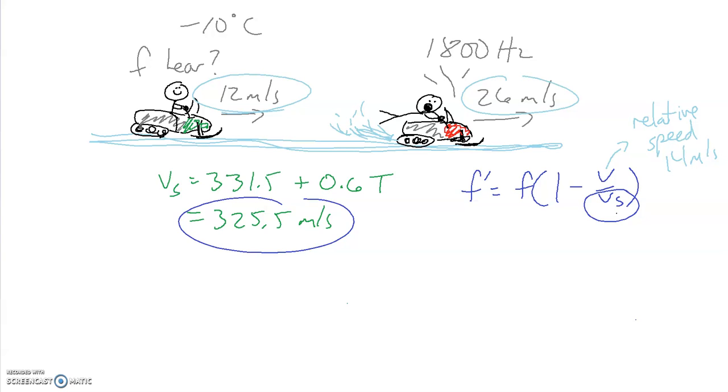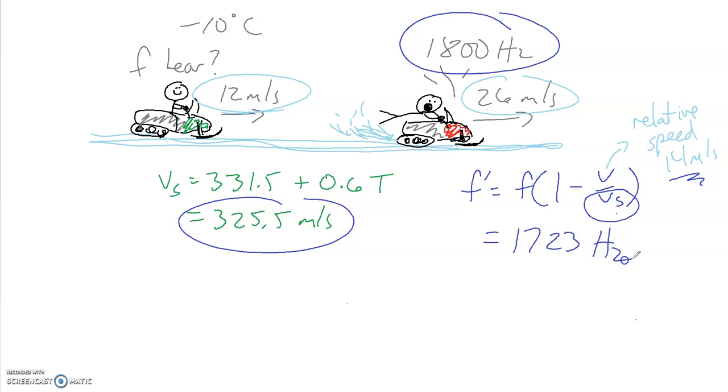Now that I've taken care of that, I've got my initial frequency of 1,800. I've got the 1, and I'm going to use the minus because they're separating. Relative speed of 14, speed of sound 325.5. We'll put them together and get the frequency the guy riding the green snowmobile will actually hear. He should hear about 1,723 hertz.